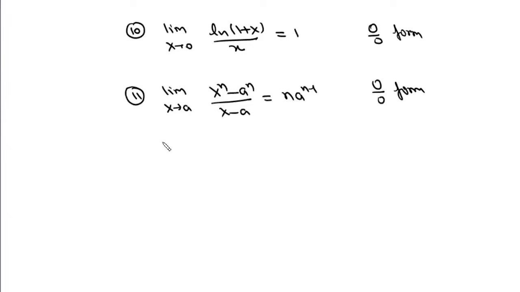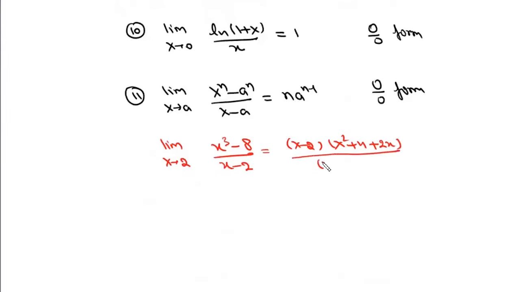Or if we have this limit x tends to 2, x cube minus 8 upon x minus 2. Now we can solve it using factorization. So this is x cube minus 2 cube, which is x minus 2, x square plus 4 plus 2x upon x minus 2. This x minus 2 will cancel, and if we use direct substitution, it is 4 plus 4 plus 4, 12.